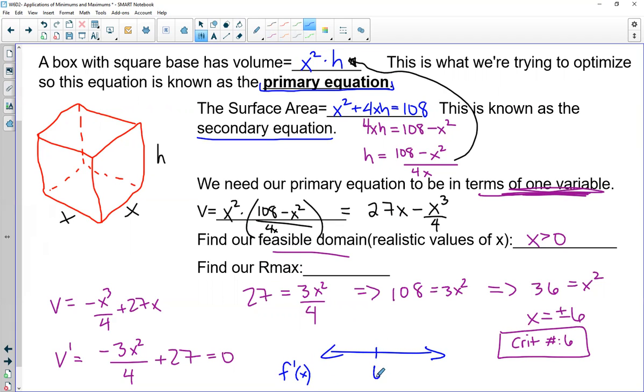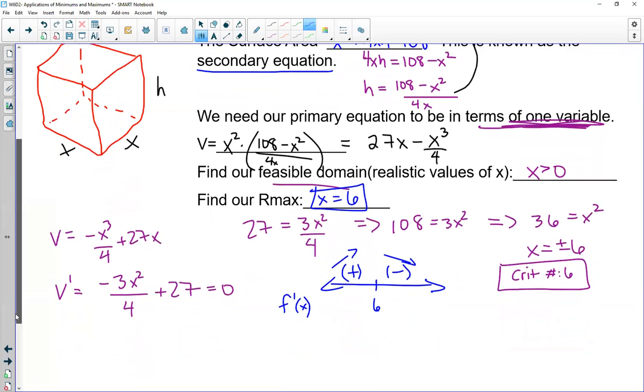We're going to have our critical number be 6. Anything to the left of it will be positive, and anything to the right will be negative. As we can see, the function is increasing from 0 to 6 and decreasing from 6 to infinity. So we will have a relative maximum at 6.